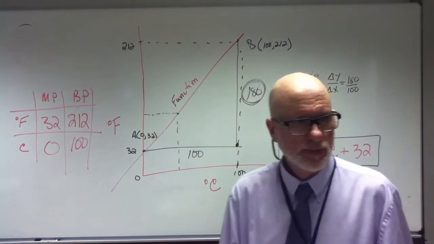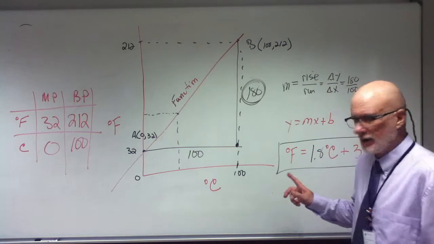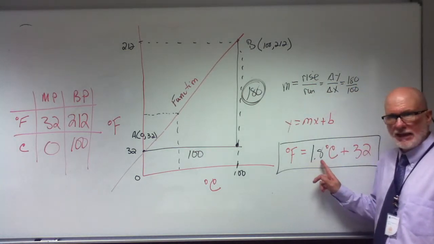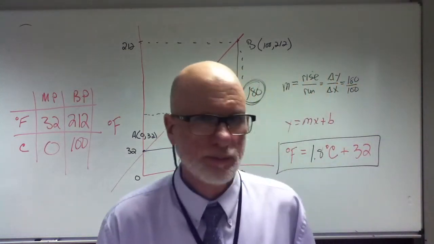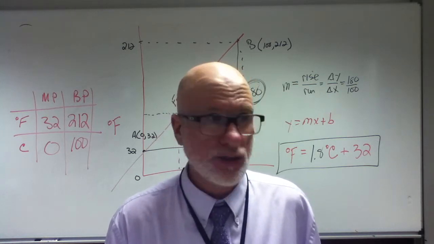All right, so now calculate, plug in, take out your calculators. Say 37 times 1.8 plus 32. 98.6. And that's actually correct.